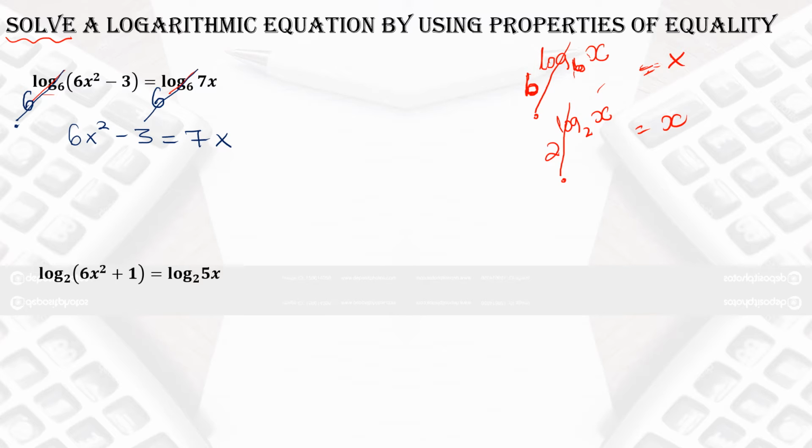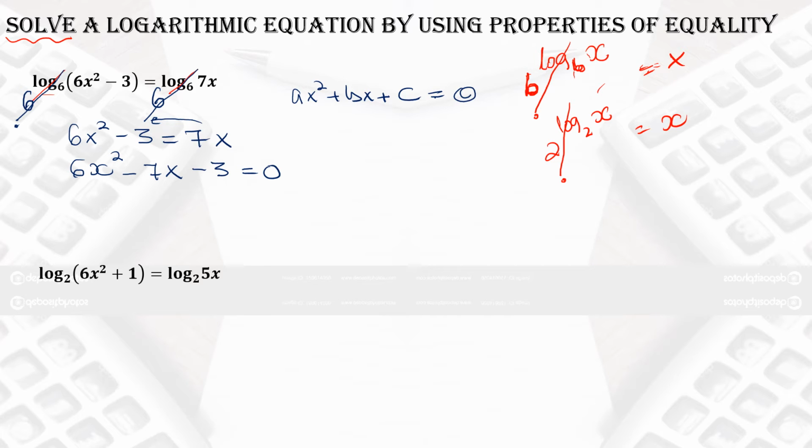But here let's see, bring the 7x on the other side to make the equation equal to 0. So you will get 6x squared, and when you bring the 7x on the other side, it gives you negative 7x, and negative 3 equals 0. Now what will happen over here? You have 6, negative 7 and negative 3. So you know that the quadratic equation must be written in the form of ax squared plus bx plus c equals 0.